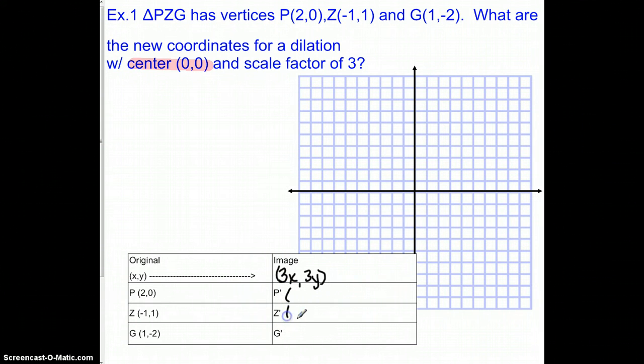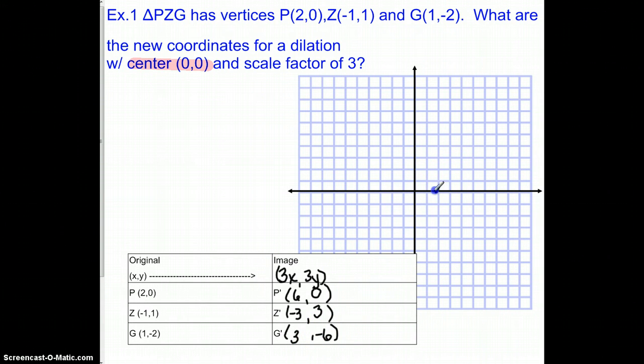So I am going to go through on all of these images, and I'm going to multiply the original point by 3. So if I multiply these both by 3, it's going to be 6, 0. If I multiply both of these by 3, it's going to be -3, 3. If I multiply both of these by 3, it's going to be 3 and -6. And now my job is to go through and graph both of these.